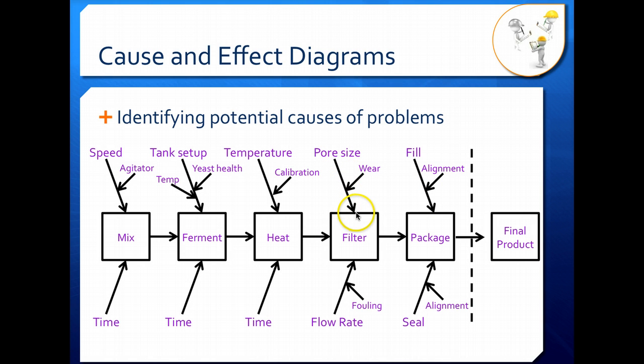In the filtering step, we have a pore size that can cause a problem if our pores are too big or too small. We can have flow rate that causes a problem. If our flow rate through our filtration system is too high or too low, we may not be able to get the product that we want. And we can also have sub-causes here that can affect our primary causes. So if we think we have a problem with flow rate, we might be having a problem with flow rate because we have some fouling on our membrane. We have something building up on our membrane that's causing a lower flow than we're expecting. So this just lets us see where the problems can come from.